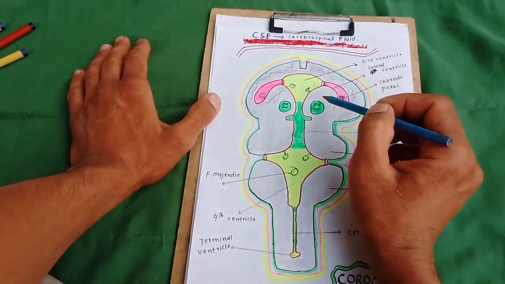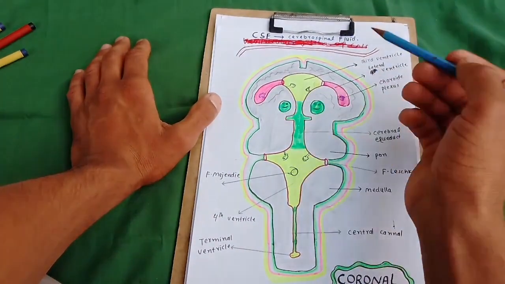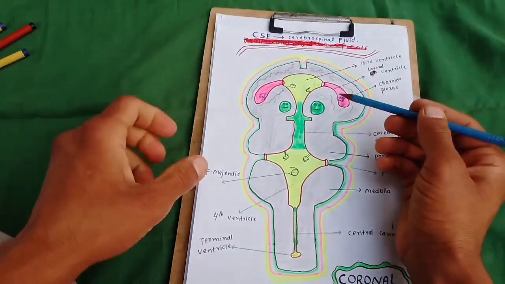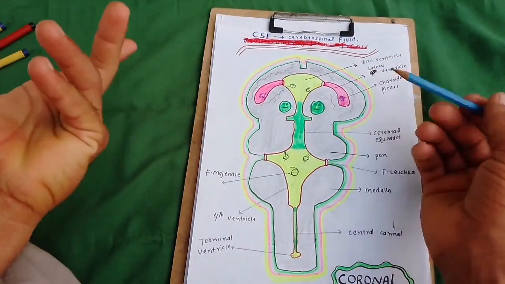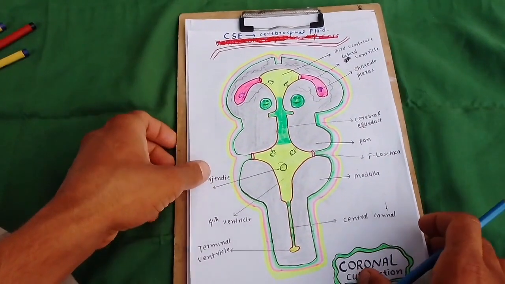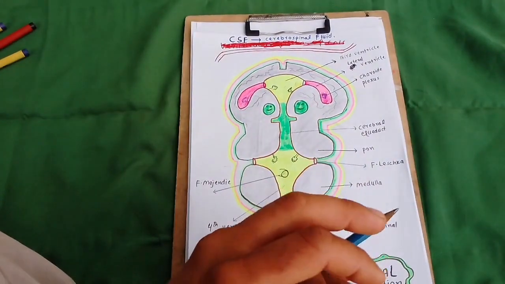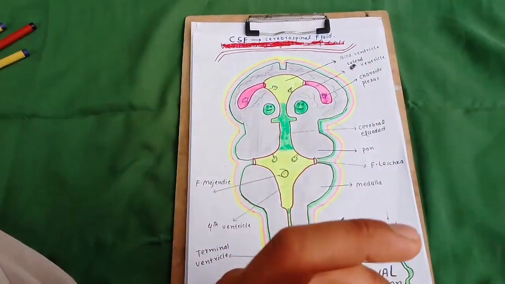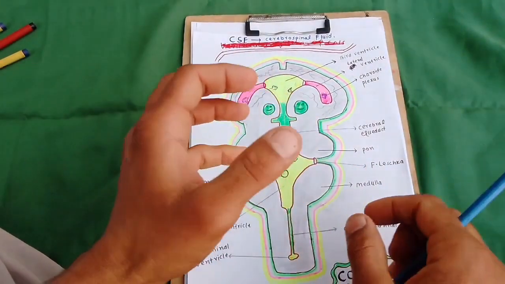This is the cerebrum of the brain. These are the cerebrum, third ventricle, lateral ventricle. This is the thalamus. This one is the pons, medulla, and so on. Okay, what is the formation of the cerebrospinal fluid?